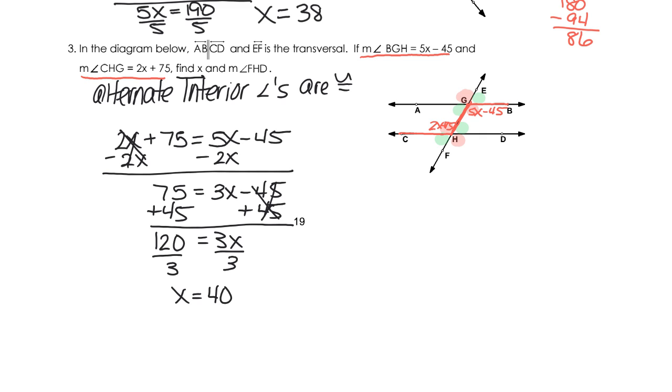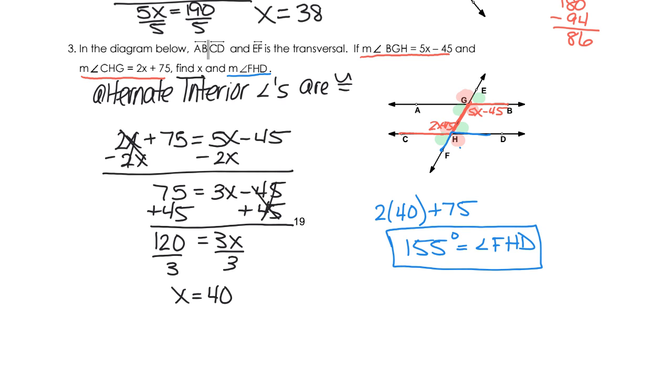And they said to find x, but they also asked you to find the measure of angle FHD. So F to H to D is this angle right here, and it's red, which means I could plug into either expression because both of those are also highlighted in red. So whichever one is easier, I'm going to go to the 2x one. So 2x is going to become 40. So there's my 2x plus 75. And so that's 80 plus 75, which is equal to 155 degrees. And that is equal to angle FHD's measure.